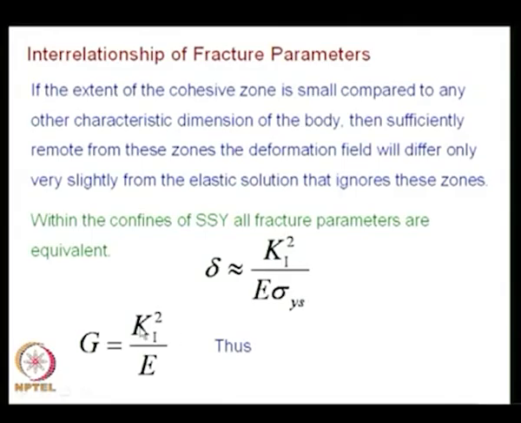Even from this relationship you can find an identity between G and delta, that is sigma ys delta equal to G, and we have also recently established sigma ys delta equal to J, and even otherwise energy release rate G is equal to J for a linear case. So, within the confines of linear elastic fracture mechanics, although we have seen parameters like J, G, CTOD and stress intensity factor, they are all interrelated.